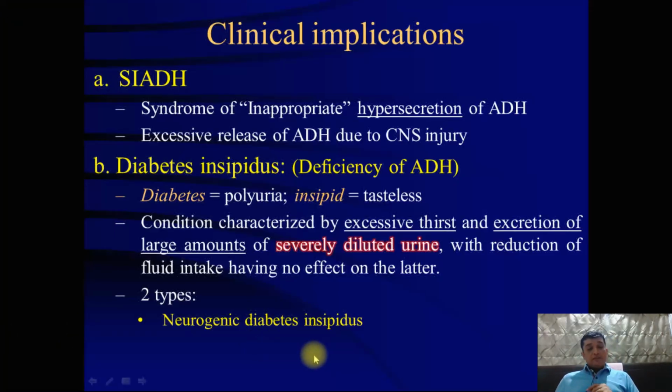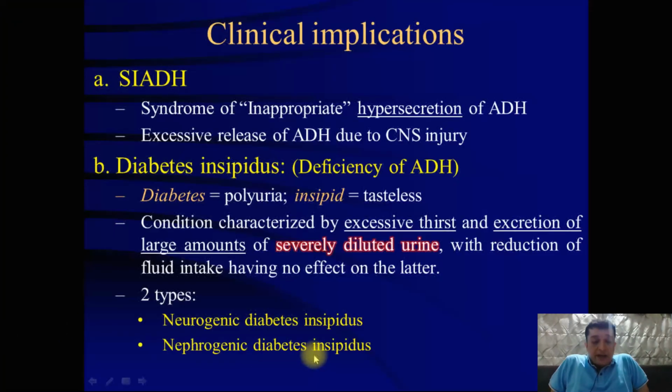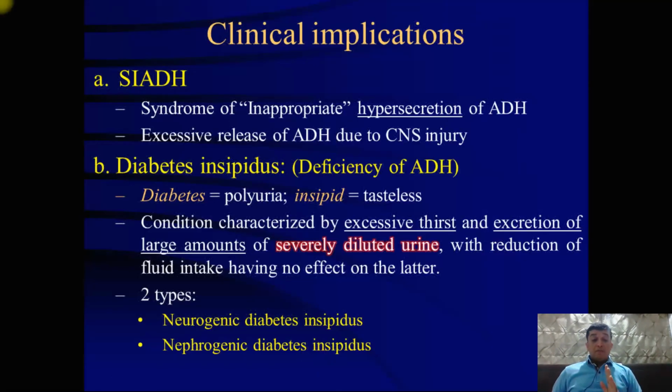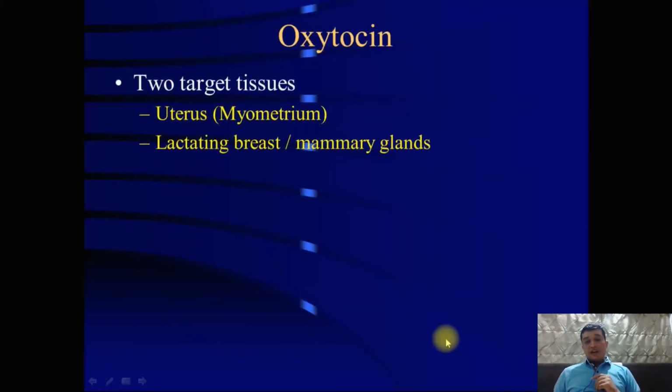In the second case, the production of ADH is normal, right? So there is no problem in the hypothalamus. But once released, there is a problem in the nephron, that means the receptors in the collecting tubules, right? The major target is the receptors of the collecting tubules. So there is some problem in the receptors of the collecting tubules in the nephron. So the genesis is in the nephron, that's why it is nephrogenic diabetes insipidus. Okay, so this is regarding ADH. With this we have completed ADH.